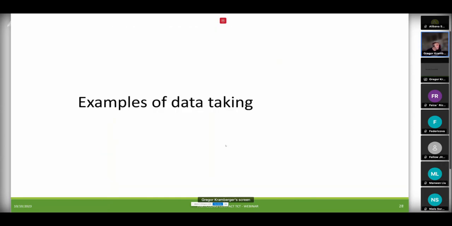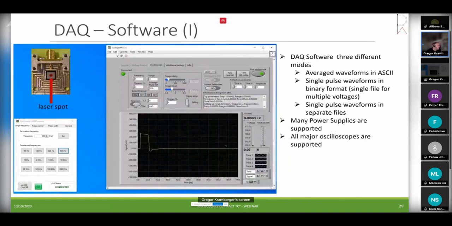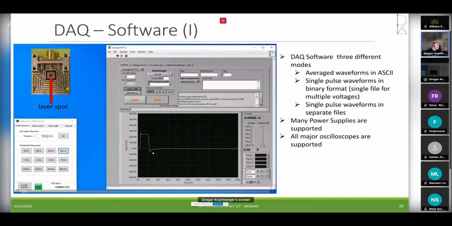Let me show you now some examples of data taking. This is the data acquisition software. It has two parts. One is the control of the laser. The other is the control of the data acquisition, the voltage source, scanning over the voltages. And like I said, in this particular study, we illuminated this part here. Let me just show you, and in between I can explain a few things. What we are using here is the PSI DRS digitizer, as you see here.